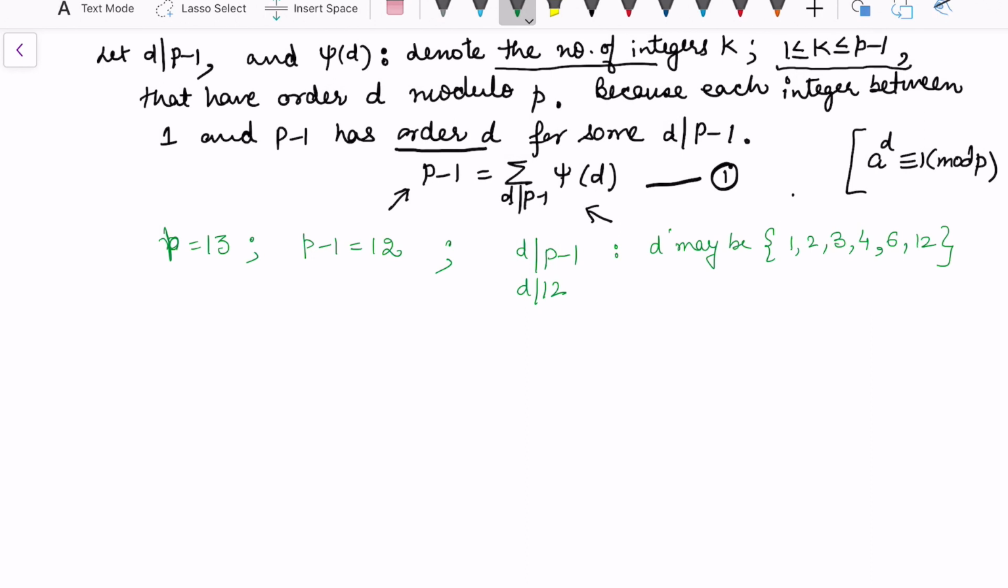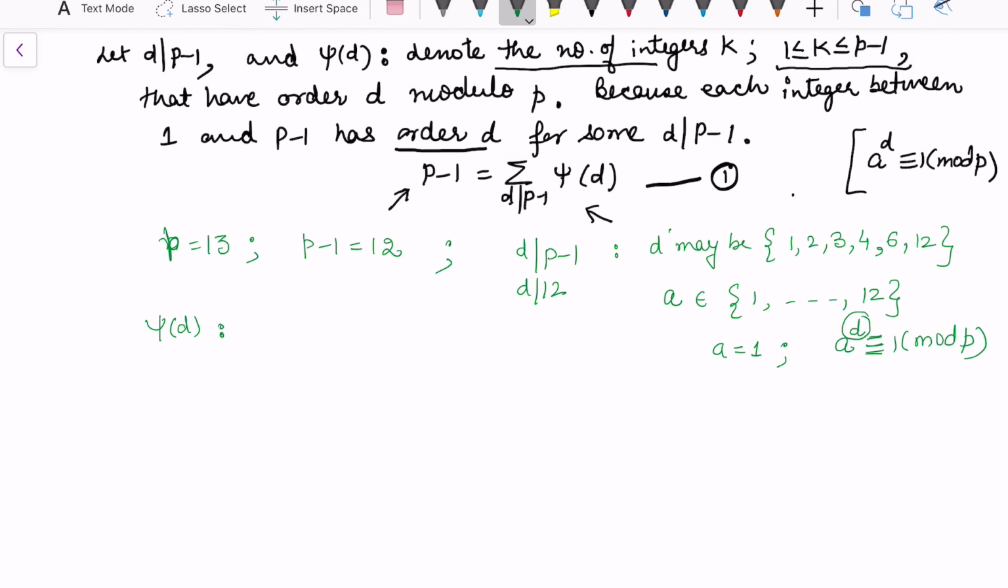And I wanted to know what is xi d. Xi d denotes the count of integers which lie between 1 to P minus 1 that have order D modulo P. So the choices for A that I'm going to look up for the order will also lie between 1 to 12, the whole set. If A is equal to 1, then I need to search A to the power D congruent to 1 modulo P. If D is the smallest such power, then this will become the order of A.